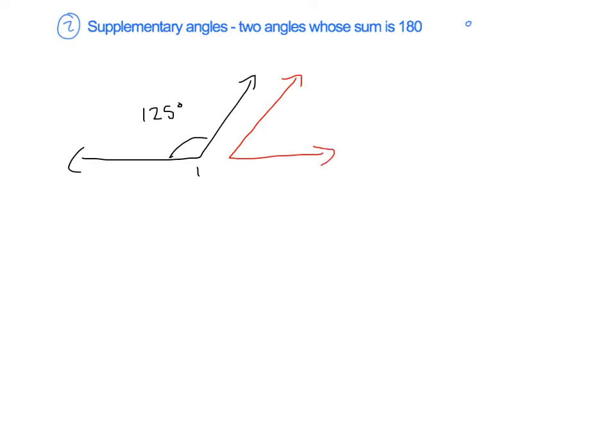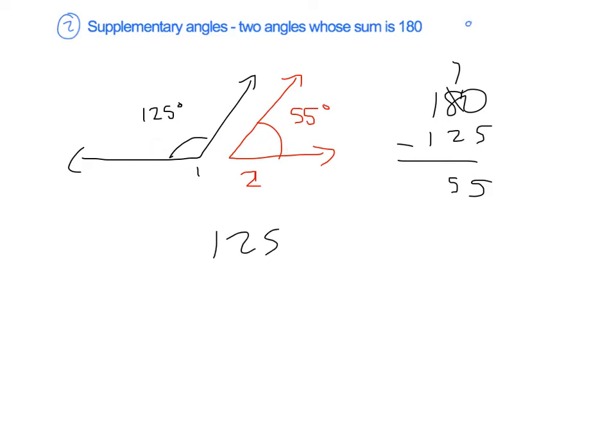So if we had a supplementary angle to that, it would have to be, well, what? It'd have to be 180 minus 125, right? So it'd have to be a 55 degree angle, that's angle number 2. And those two would be supplementary. Why? Because 125 and 55 add up to get you 180. So again, supplementary means 180.